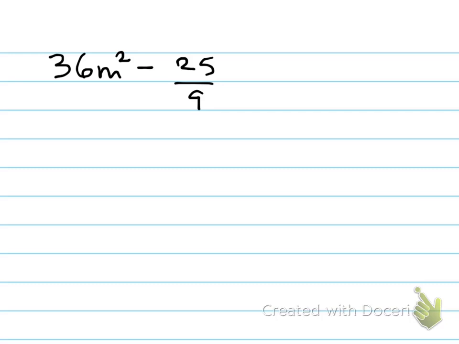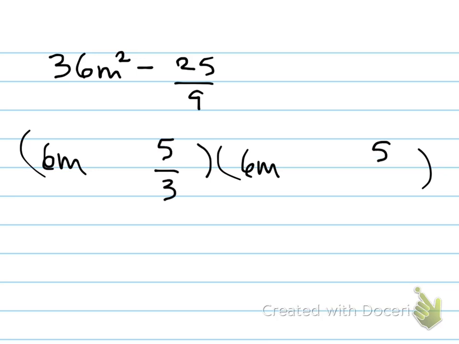So what's the square root of 36m squared? 6. Yeah. Doesn't matter that you have a number and a letter. Just take the root of each part of it. What's the square root of 25 over 9? 5 over 3. First parenthesis gets a plus. Second one gets a minus. And that's your answer.